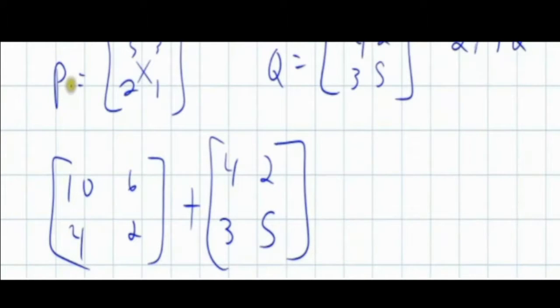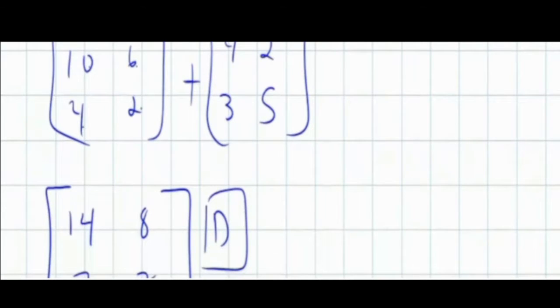Question 22 wants us to find 2p plus q when p is equal to the matrix 5, 2, 3, 1, and q is equal to 4, 3, 2, 5. So, well, first I found what 2p was. So here I had p, 5, 2, 3, and 1, and I just multiplied by 2. So now 5 times 2 is 10, 2 times 2 is 4, 3 times 2 is 6, and 1 times 2 is 2. And I'm adding it to q.